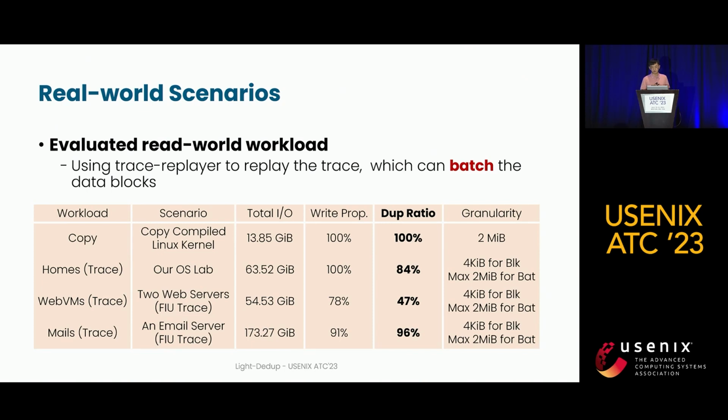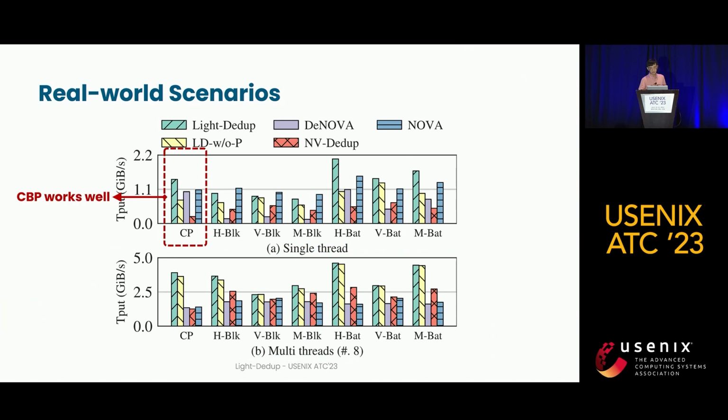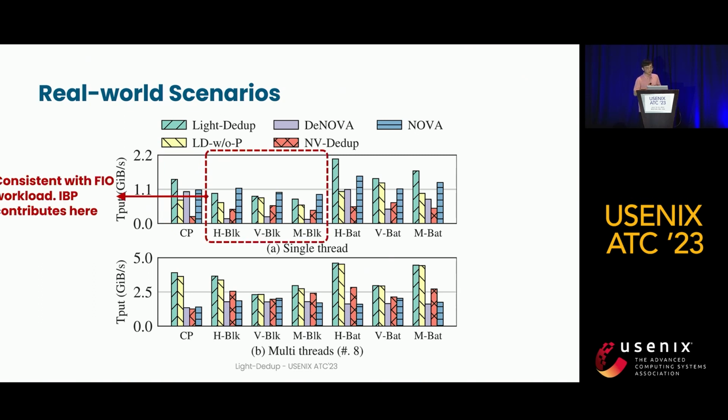We further evaluate 4 real-world scenarios. We build a trace player to replay the trace, which can batch the continuous data blocks. Under high concurrency workloads, similar to FIO, the non-crypto hash-based method contributes a lot. Under the single thread, the copy workload benefits from large continuous I/O, and CBP can work well. For replaying the trace using blocked I/O, the results are consistent with the FIO workload. IBP contributes here.